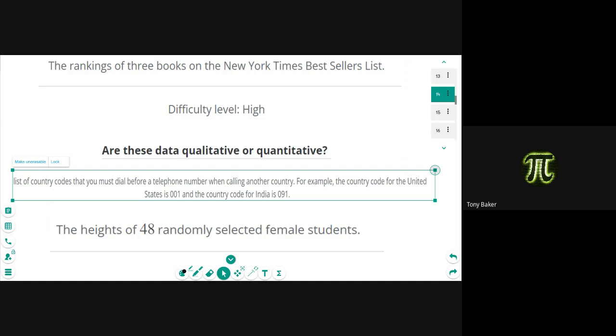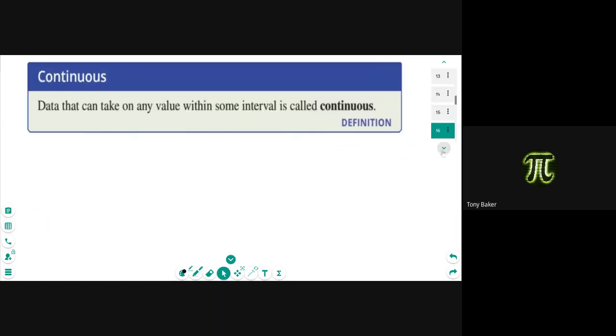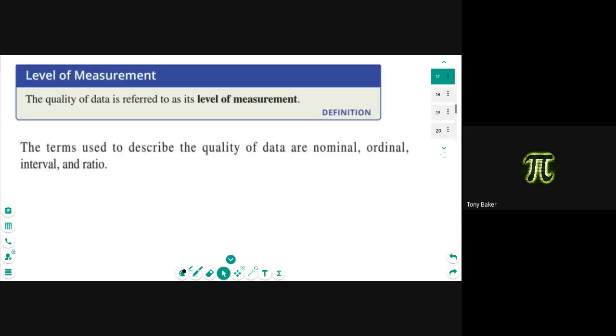Heights of 48 randomly selected females. That is continuous because heights are continuous. You do not jump from 48 inches to 49 inches. You have to pass through all the numbers between 48 and 49. Okay, that's how you determine if it's continuous or discrete. Same thing with age. You don't jump from 5 years old to 6 years old. You pass through all the time between 5 and 6 years old, even though you don't actually state those days. Still there.